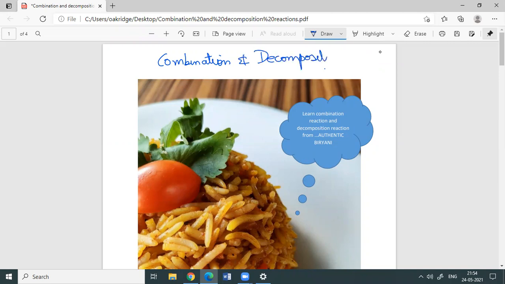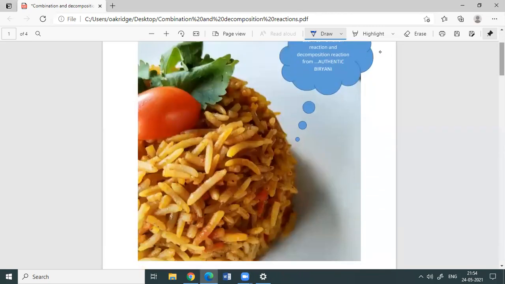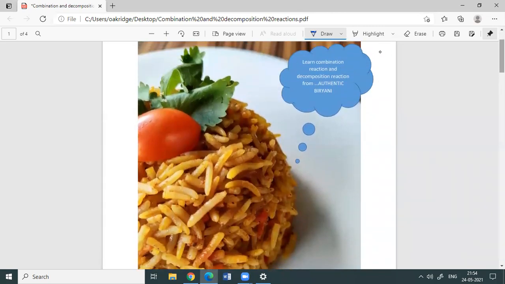Today I have thought of presenting this topic in a very different manner. I'm going to present these two topics with the help of biryani. Did you see this biryani? Wow, it looks so yummy, right? We are going to learn about combination reaction and decomposition reaction with the help of this authentic biryani.